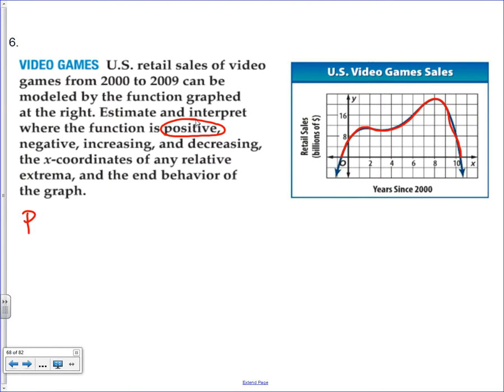So, can you tell me where this thing is positive? Give me all the values for x where this thing is positive. Well, you can't possibly give me all the points because there's infinite points, yes? Where does it start out being positive? Where does it end being positive?